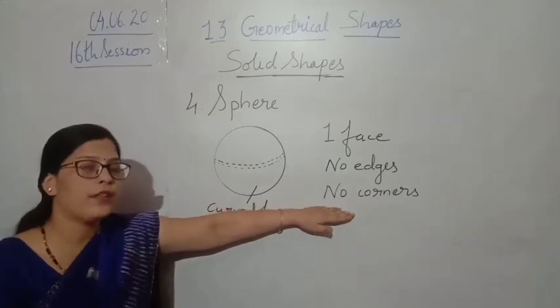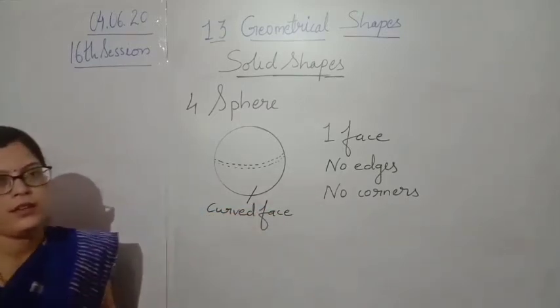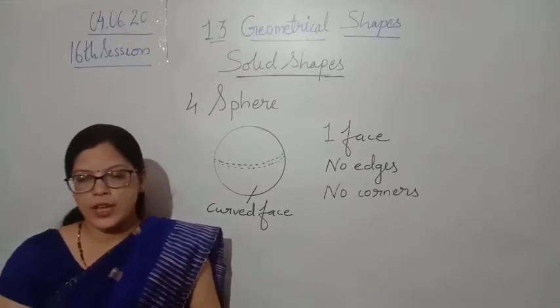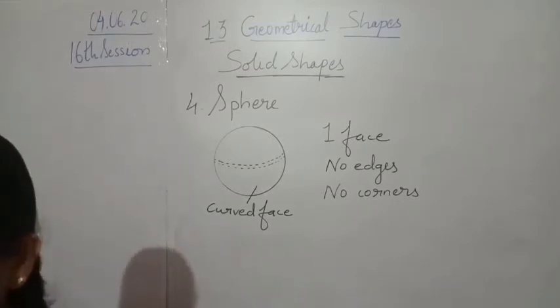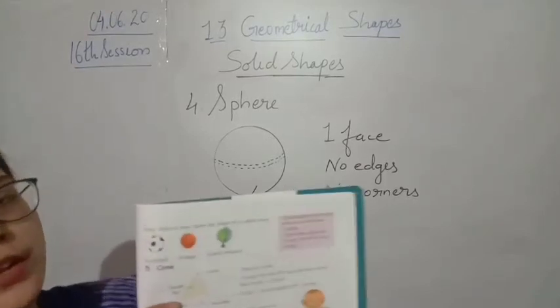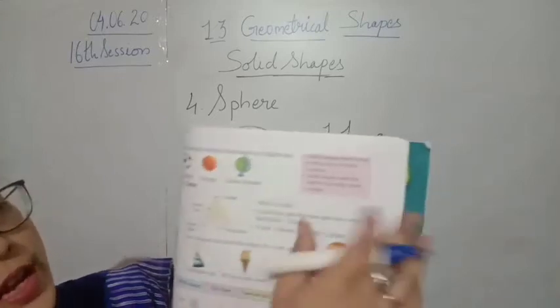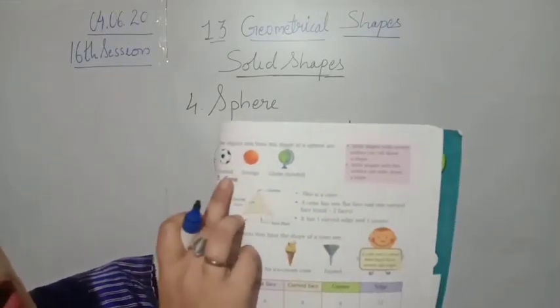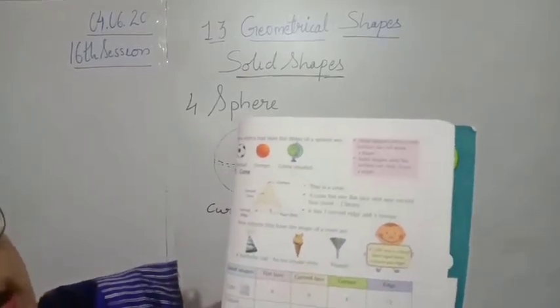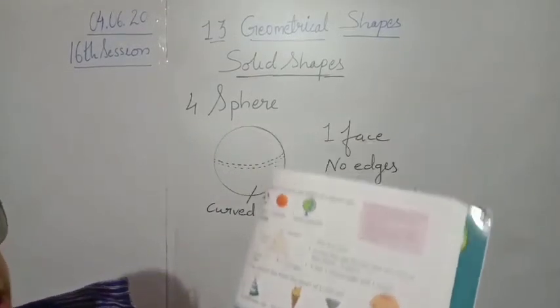And what are the examples of sphere? Ball. Some fruits like orange, apple, pomegranate. And globe, the model of earth. See here, it is given in your book also. Football, orange, globe. These are the examples of sphere.